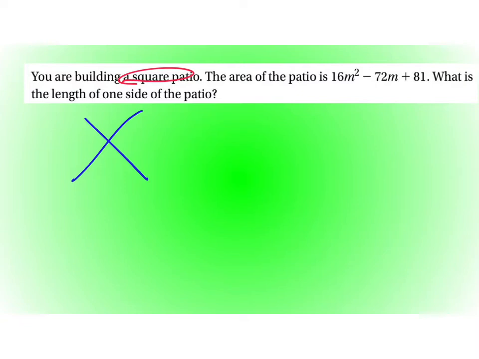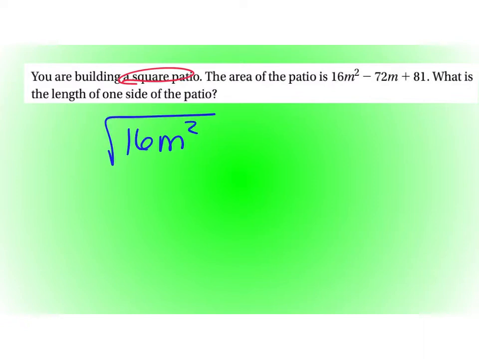let's see, we're going to use a shortcut on this one because those values are kind of crazy. So I'm going to take that first term. I have 16m squared, and I'm going to square root it. So this would be 4m, right? I'm going to do the same thing with 81. I'm going to take the square root of that, and that's 9.